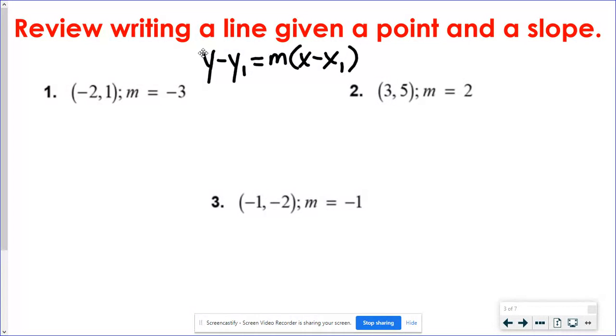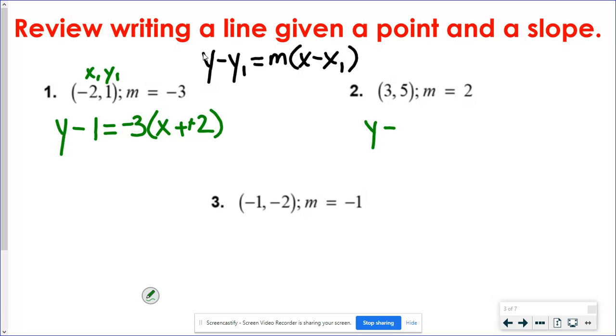So in number 1, I'm going to have y minus my y number, which is 1. Remember, this is the x sub 1, this is the y sub 1, equals m, which is negative 3, and then x minus the x number, which is negative 2. The only thing that I would expect you to do here is to do a keep, change, right? We don't want minus negative there. But that's written in point slope form. Done.